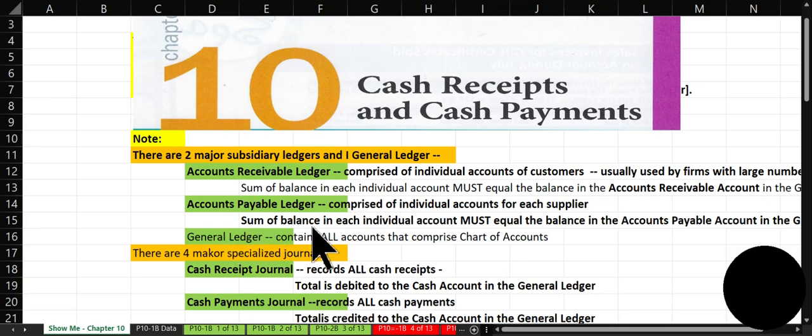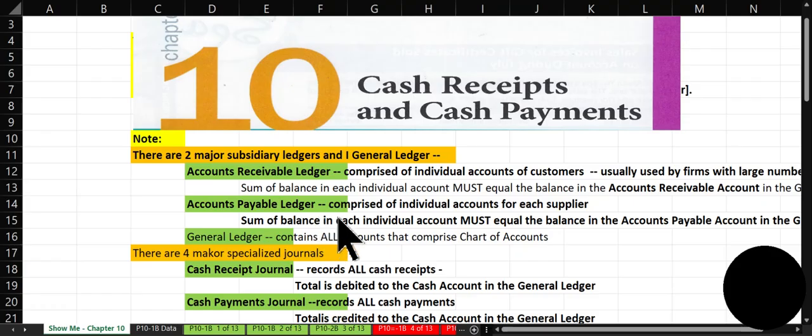The sum of the balances in the accounts receivable ledger must match the balance in the control account called accounts receivable. And that control account is in the general ledger. Same thing is true for the accounts payable subsidiary ledger.